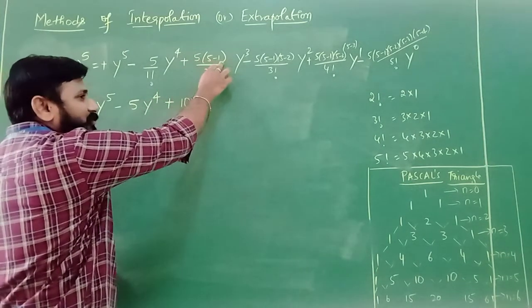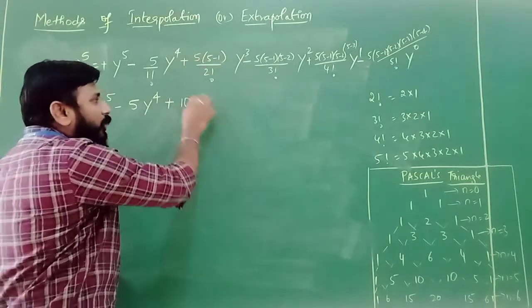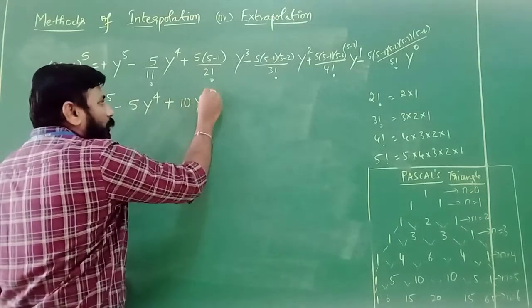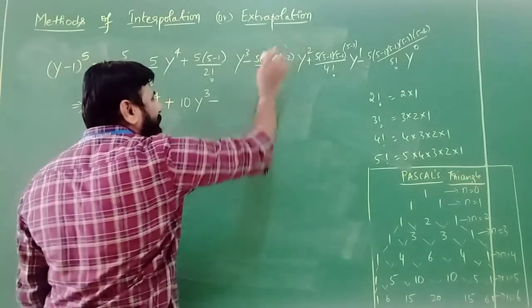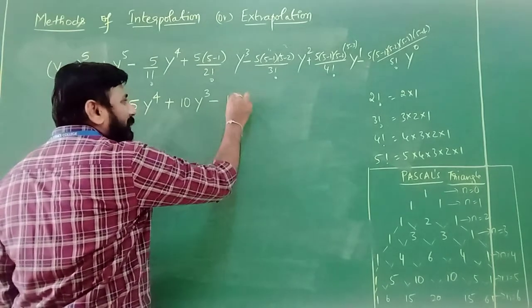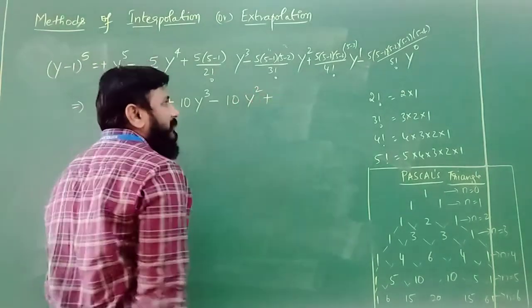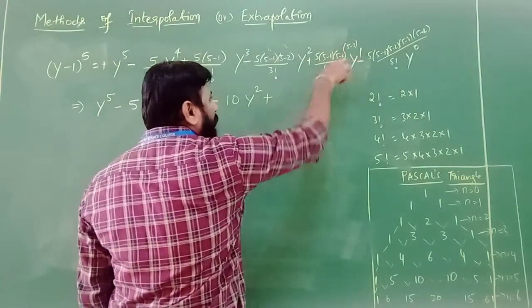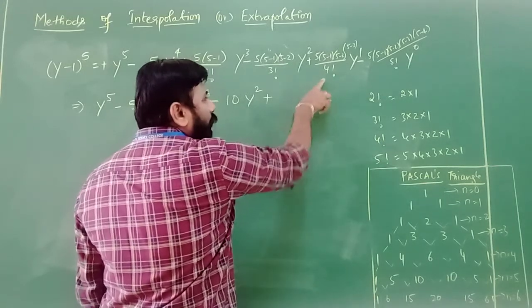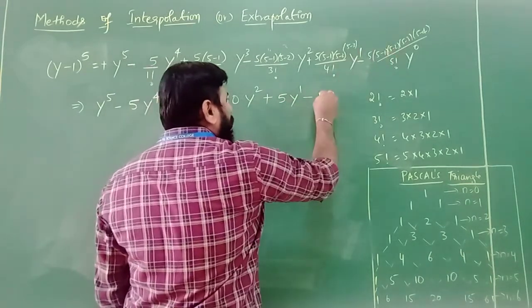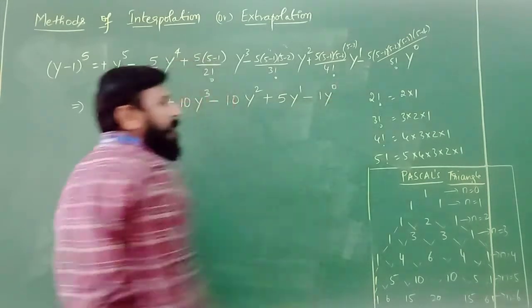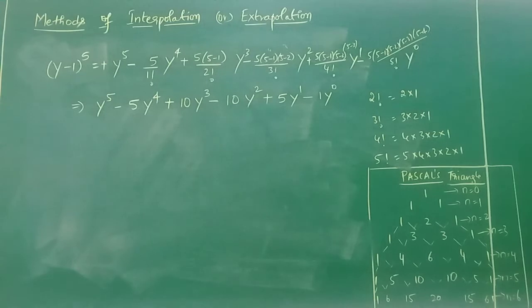Now 5 into (5 minus 1) is 4, so 5 into 4 is 20, by 2 factorial which is 2, so 20 by 2 is 10. 10 into y3, minus 5 into 4 into 3: 5 4s are 20, 20 3s are 60, 60 divided by 6 is 10, so 10 into y square. Plus 5 into 60 into 2 is 120, 120 divided by 24 is 5, so 5 into y power 1, minus 1 into y0. So this is how the expansion should be done for (y minus 1) whole power 5, using the polynomial expansion, the nth degree expansion.